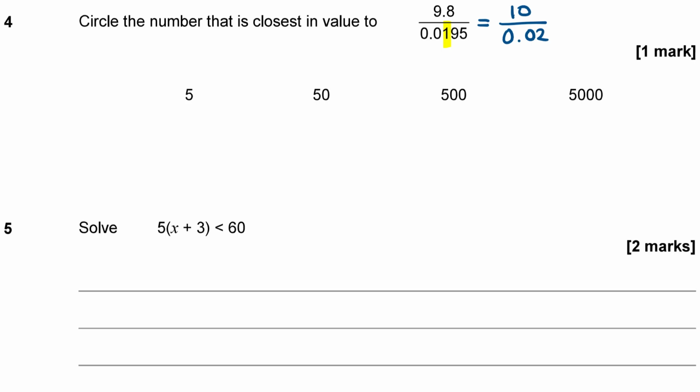Now dividing through by decimals is not so easy. What about if we times top and bottom by 100 to start off with to get rid of that decimal? So 10 times 100 is 1,000. And 0.02 times 100 is 2. So that is equivalent then to 1,000 over 2, and 1,000 over 2 is 500. It's that one there.